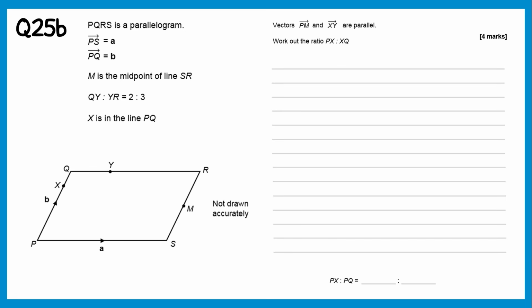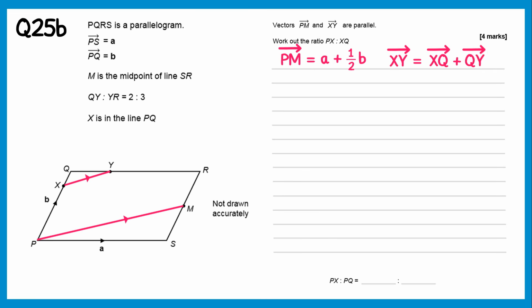In this question, we're told that the vectors PM and XY are parallel. Now we know PM from the previous question. PM was A plus half B. Now XY is the same as going from X to Q and then Q to Y. So we'll look at XY in some more detail. In particular, the last bit, QY. We can see from the diagram that the vector PS is A, so the vector QR is also A. And we're told that the point Y splits this line into the ratio 2 to 3, which means that QY is 2/5 of this line, so it's 2/5 of A.